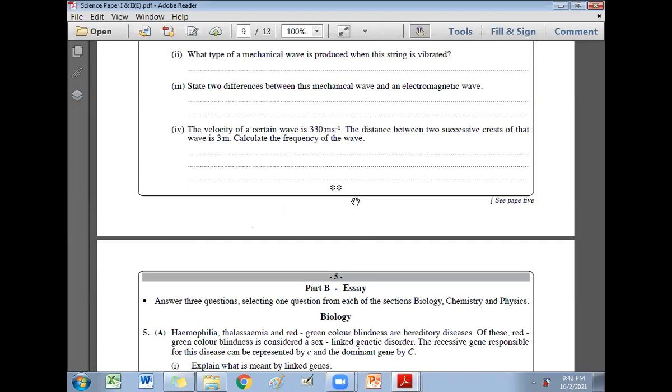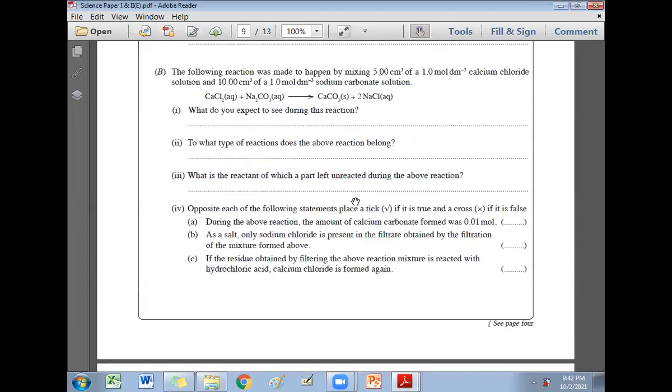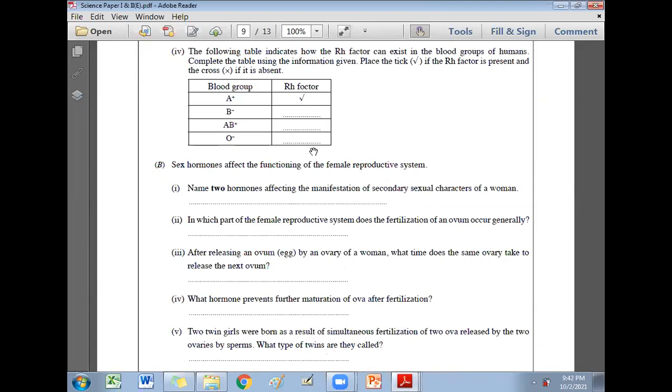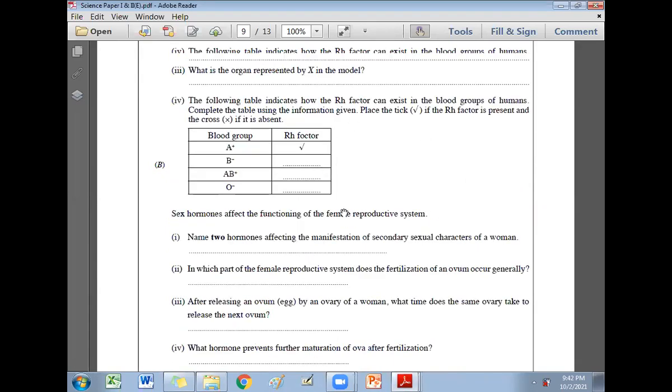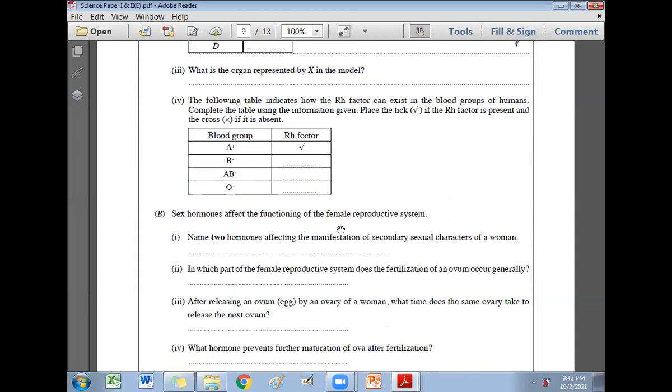That is the end of structured essay type questions. We discussed all the structured essays. Those who were absent last week, blood groups are not there. Don't answer here. Blood groups are not in the syllabus now. Hormones are there.